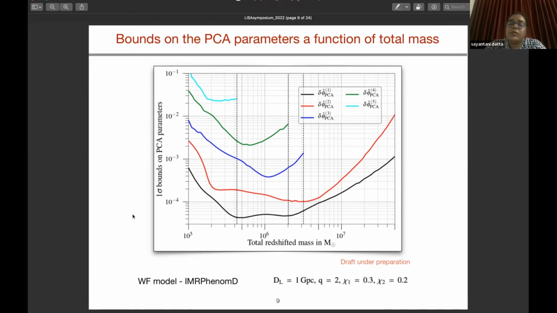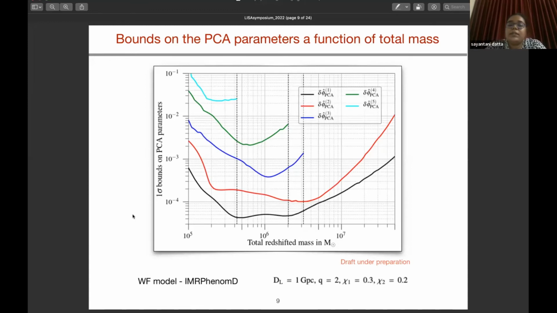This hierarchy can also be understood in terms of the information that each of the PCA parameters carries. This information can be associated with the corresponding eigenvalues of these PCA parameters, and if you plot them, it shows a similar hierarchy. It just tells us that the information carried by the higher order PCA parameters is lesser and lesser as you go to higher masses.